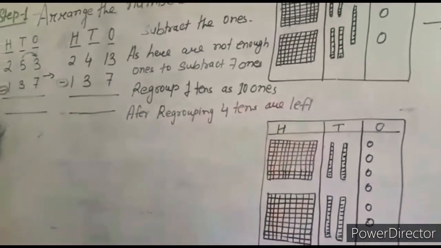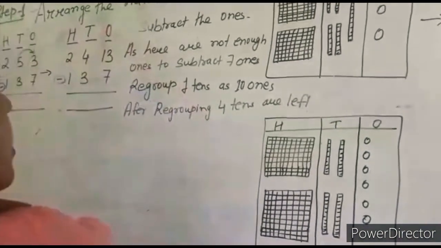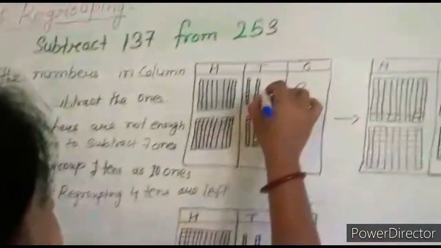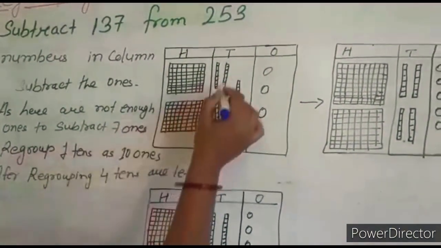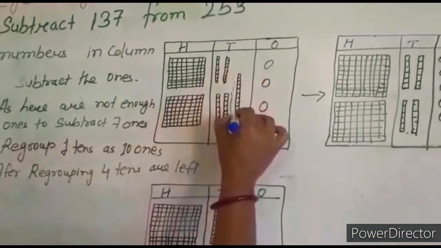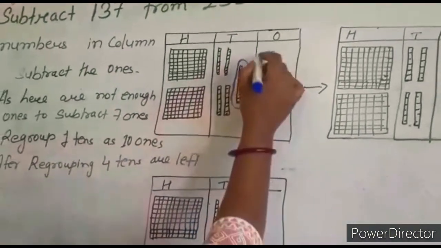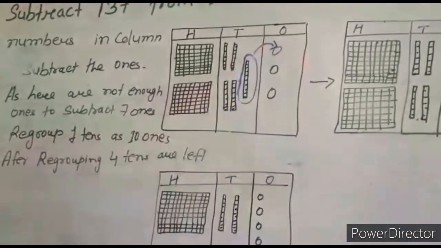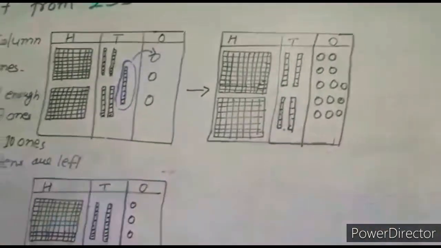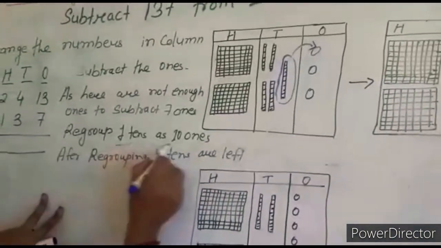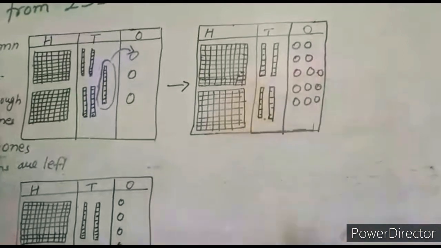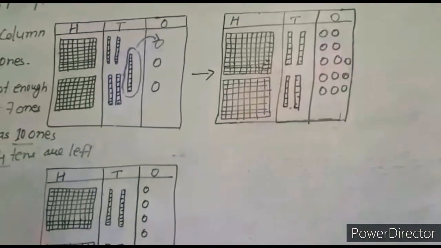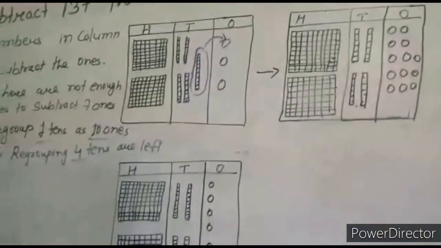Here I also show you in the tens place. Here 1 to 5 tens are there, 1 2 3 4 5. One ten will move to the ones place. After moving, what will happen? Only 4 is left. In the ones place we have 1 2 3 4 5 6 7 8 9 10. So that's it. 4 tens are left.